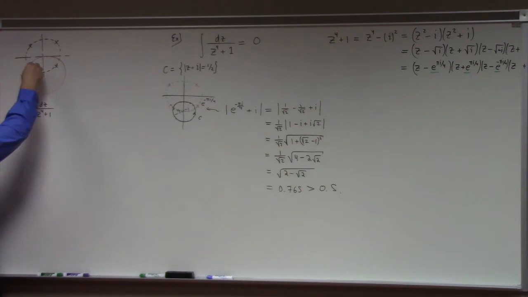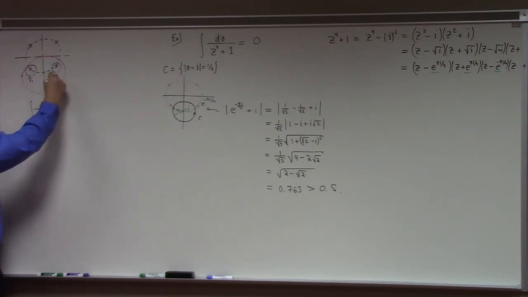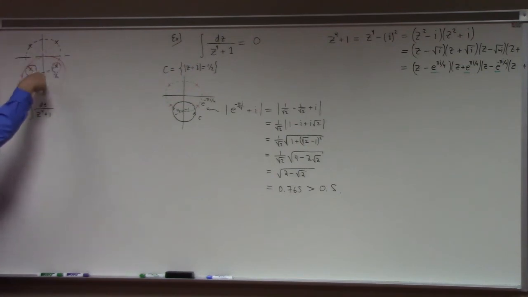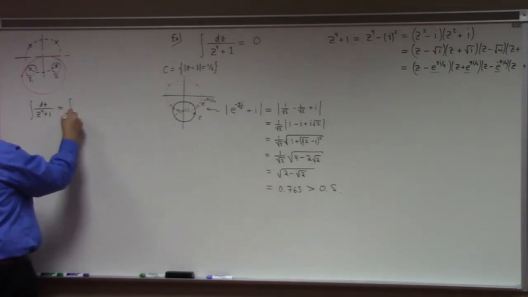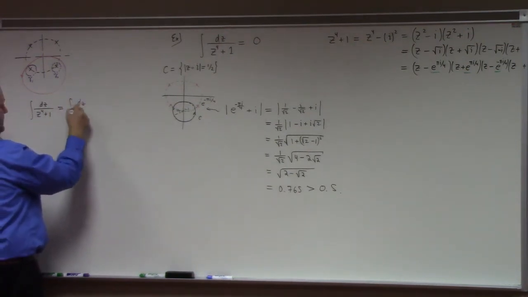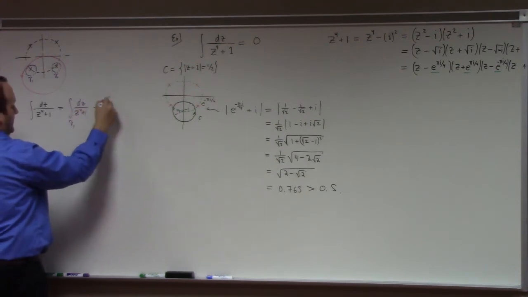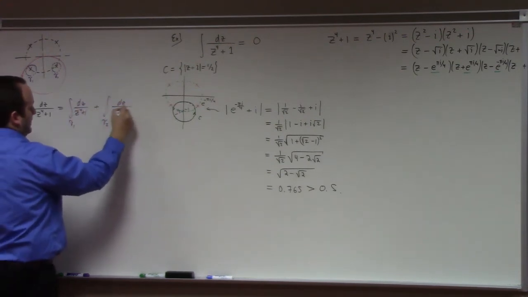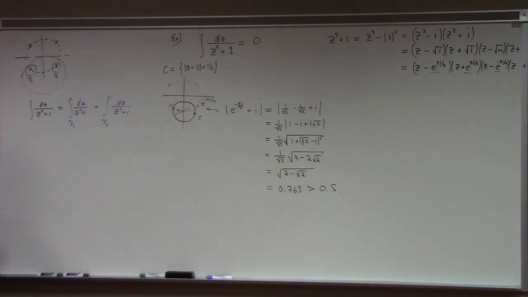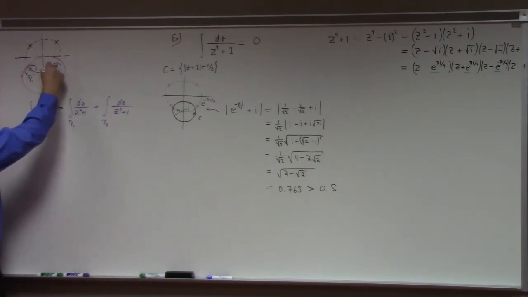So let's instead look at it this way. If I took this circle and this circle, let's say this is gamma 1 and this is gamma 2. It's clear that this function, 1 over z to the fourth plus 1, is holomorphic between these purple circles and the red circle, right? So by the deformation theorem, this is equal to the integral over gamma 1 of dz over z to the fourth plus 1 plus the integral over gamma 2 of dz over z to the fourth plus 1, with counterclockwise orientation.